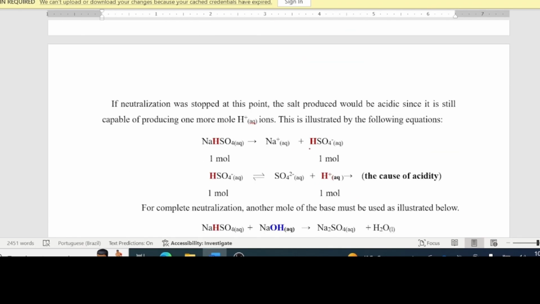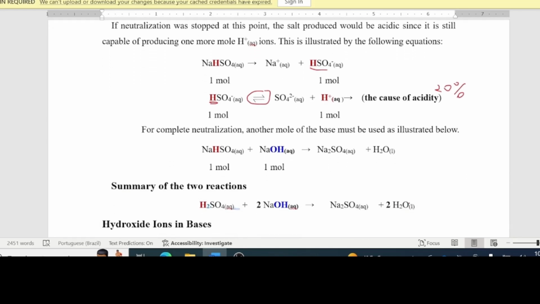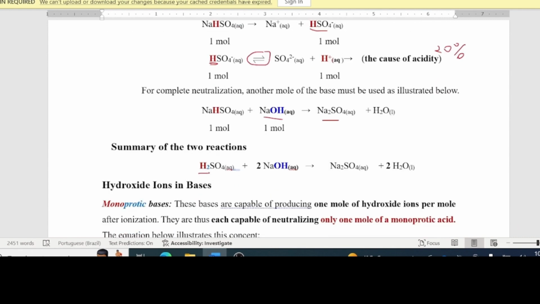This one here now ionizes to give this one here, see? But this one here now still has that H plus locked up inside it, okay? It partially ionizes, you see the double arrow there? It's only 20% ionized. The second hydrogen is only 20% ionized. The first hydrogen is 100%. The second hydrogen for sulfuric acid is only 20%. But put another mole of sodium hydroxide inside, it neutralizes it completely. So the summary equation will be what? 1 mole of this, because a diprotic acid will take 2 moles of sodium hydroxide for complete neutralization.